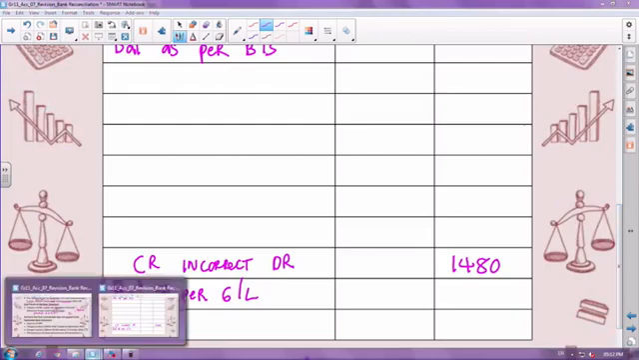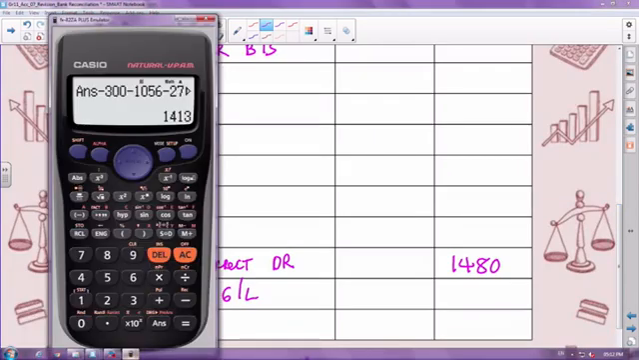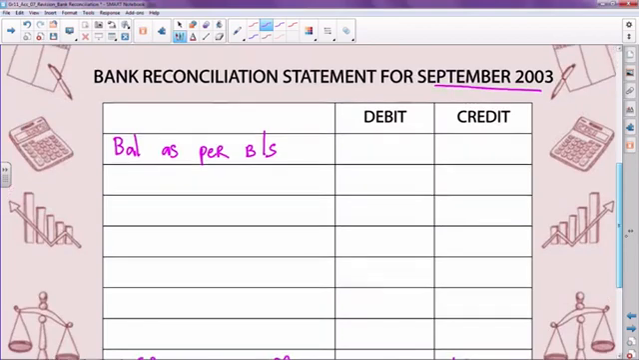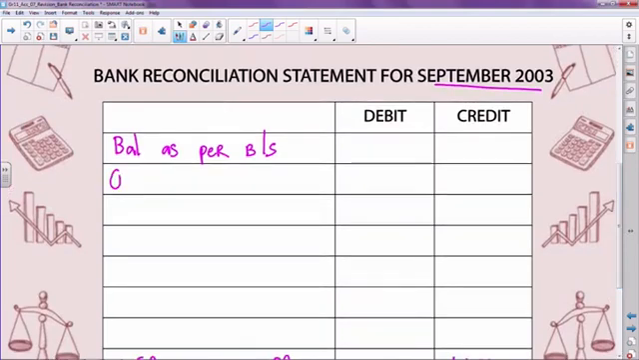Okay, so we had a credit balance of 1,413. And now it's a matter of filling in the rest. Remember, I'm going to come across an outstanding deposit first. Just fix that, that's an error. And then I'm obviously going to come across outstanding checks.